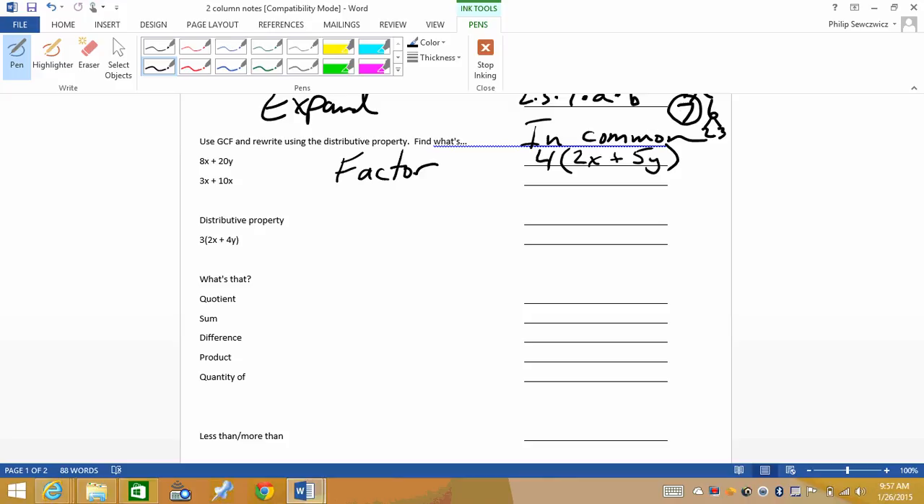Oh, no. There's more. Don't feel disappointed about this. Here, who's in common? Well, no one fits into a 3 and a 10. So there's not a greatest common factor from a number standpoint, but you do have an x that's in common. So x times what is 3x? Well, x times 3. And then x times what is 10x? Well, x times 10. So we can leave it just like that.